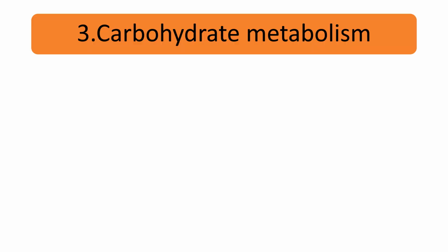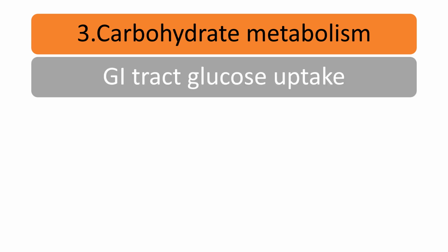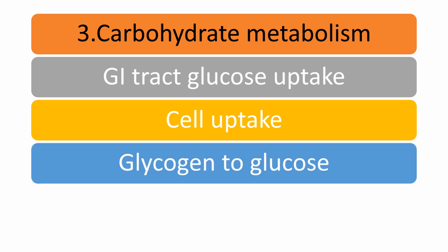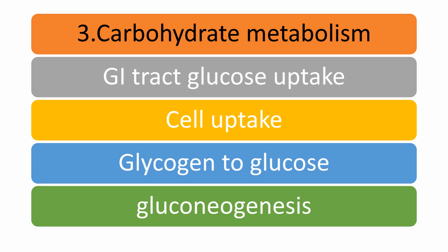Effect of thyroid hormone on carbohydrate metabolism. The thyroid hormone increases the glucose uptake from the gastrointestinal tract. It is also helpful to increase the glucose uptake by the cell. Thyroid hormone converts the glycogen into glucose. It also promotes gluconeogenesis.